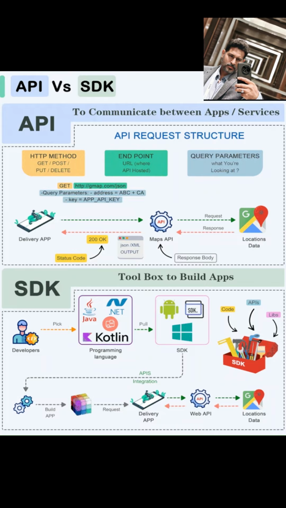In a nutshell, APIs enable communication between apps and services, while SDKs empower developers with the necessary tools and libraries to easily integrate those services into their own applications. They're both crucial for building the interconnected and feature-rich apps we use every day.